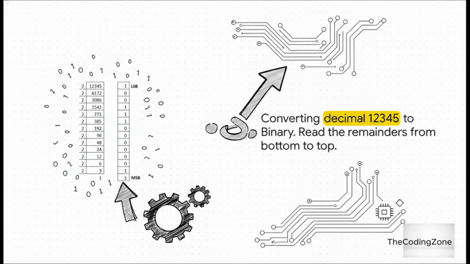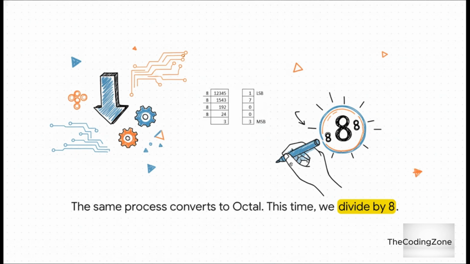Put them together, and there's our binary number. Now, what about octal? We'll take the exact same number, 12,345. The rule doesn't change one bit. We just divide by the new base, which is 8 this time. The process is exactly the same. Keep dividing, record the remainders, read them from the bottom up.